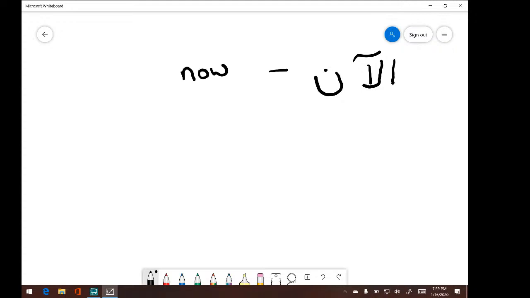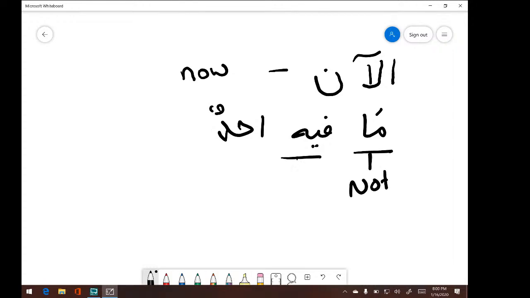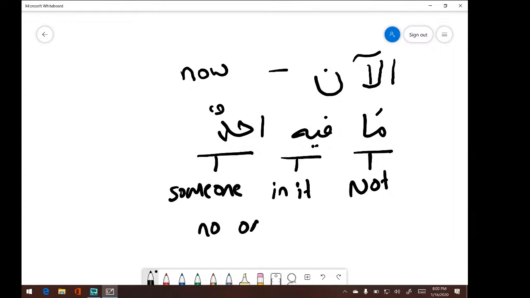Who is in this room, فيها المدير. Yes, in it is the principal, or the principal is in it. Why is ما فيه أحد no one's? So where's the negation? Ma fihi ahadun, right? Ma fihi ahadun. This means not. Fihi means in it, and this means someone. Put it into English, it means basically no one is in it.